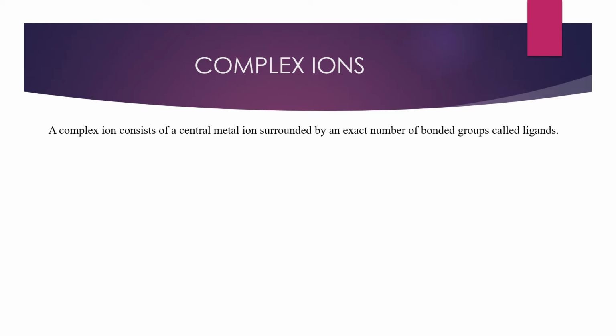A complex ion contains a central metal ion surrounded by an exact group of bonded groups called ligands. Let's look at this example here. This is how the formula of a complex ion looks. You can see that unlike any other ion like calcium ion, chloride ion, this involves the use of square braces, and it also has a molecule involved.